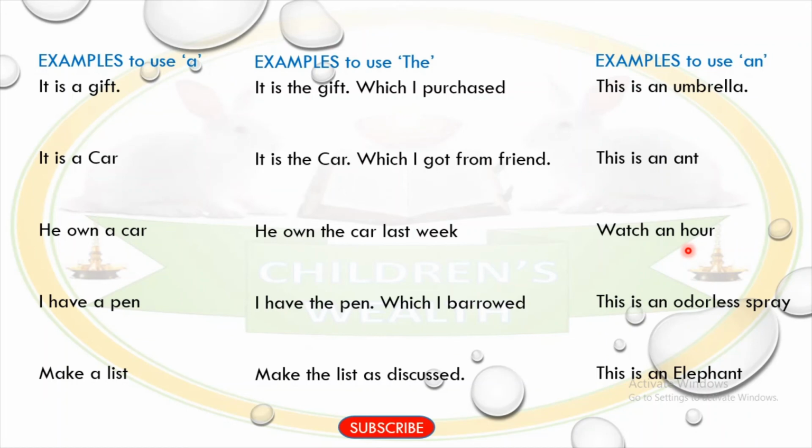Friends, we will just come to the third example, watch an hour. Here the word hour starts with H, but this does not belong to vowels, but even then we have used an article an, because we pronounce hour like "our". Here H is silent, and it is pronounced as if it starts with a vowel. So even if the word is pronounced like a vowel, there also we need to use an article an.